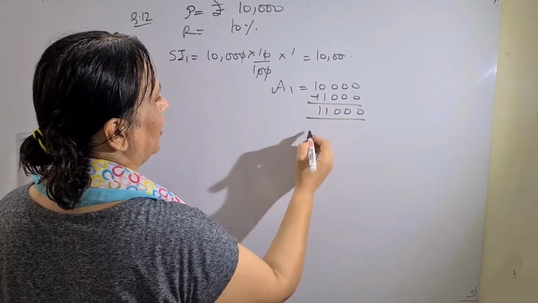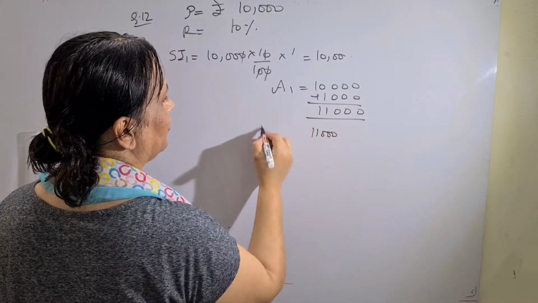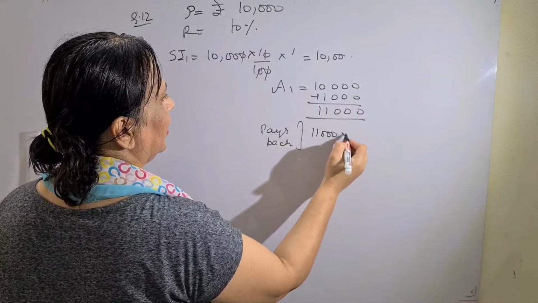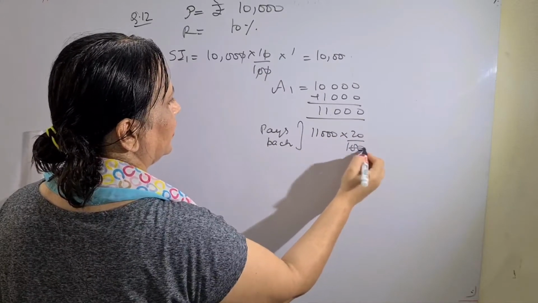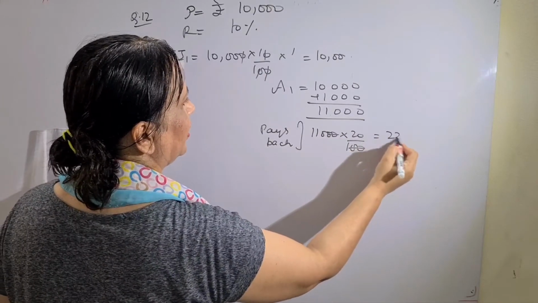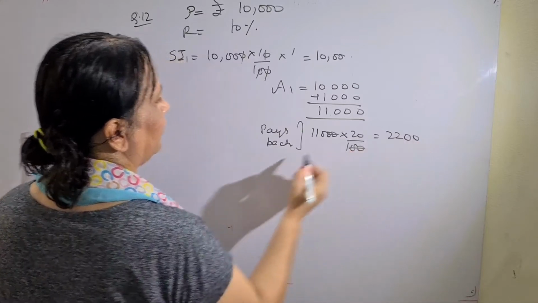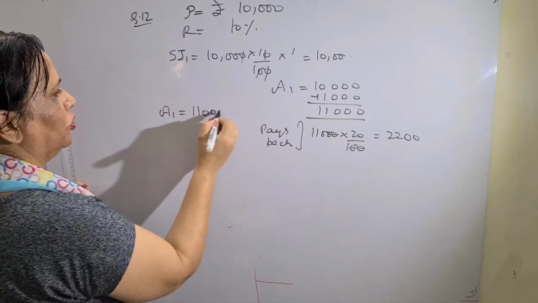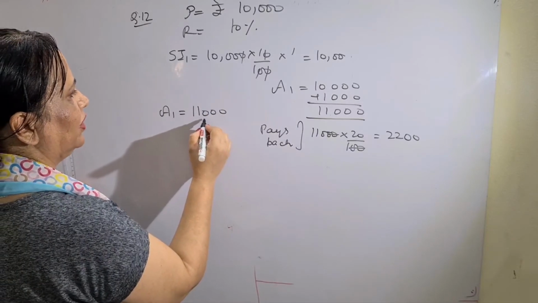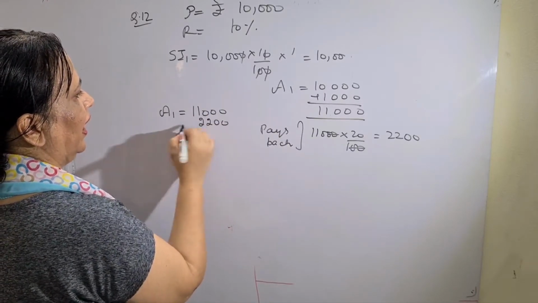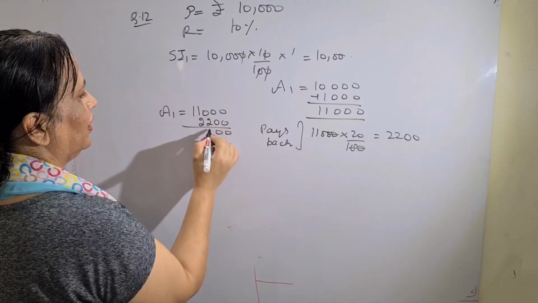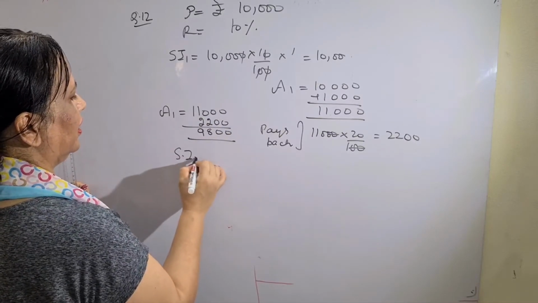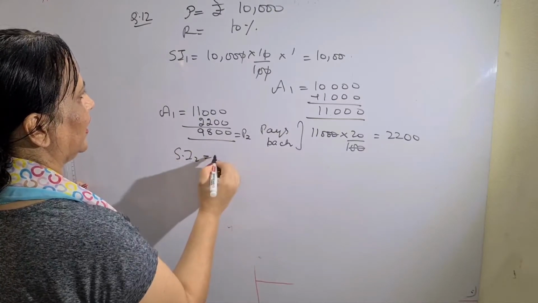Out of this amount he pays back, I have already told you, 20% of it. He pays back 2,200, so you have to subtract it. This I have already told you so many times. From 11,000 you subtract 2,200, and that will be your principal for the second year.